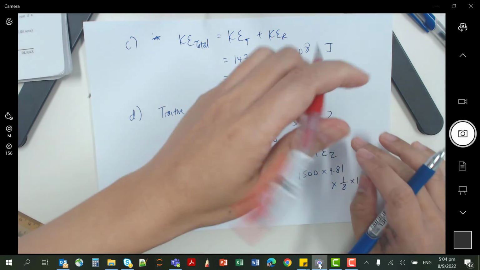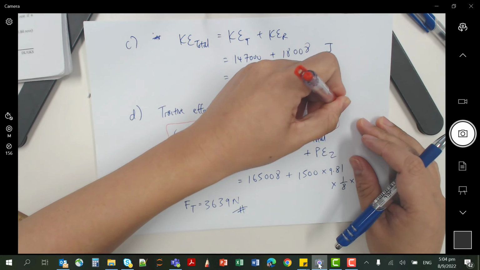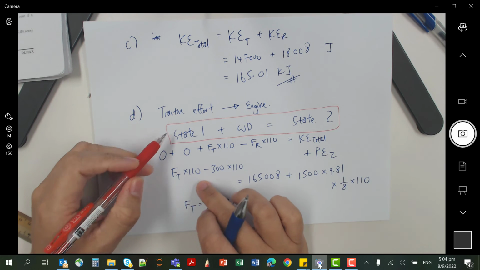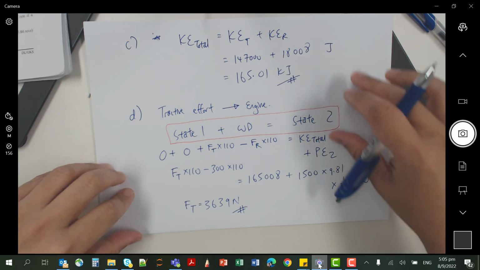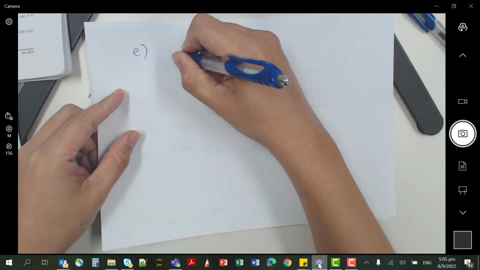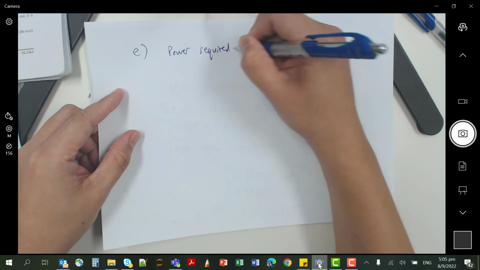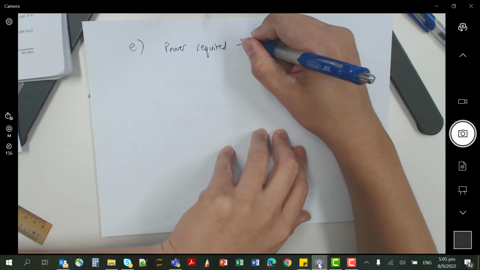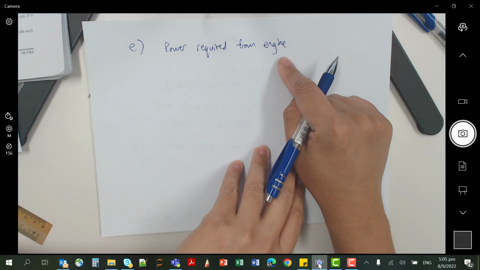Once again, if you are able to identify this situation, you should be able to form each of these energy equation terms. And last but not least, the question is the power required. What does power required mean? Required from whom? The answer is that it is required from the engine, because it is the only one that's doing work.